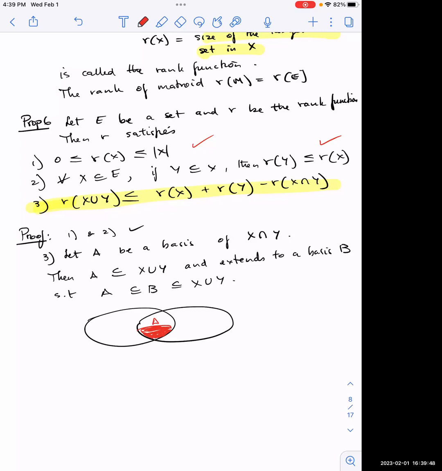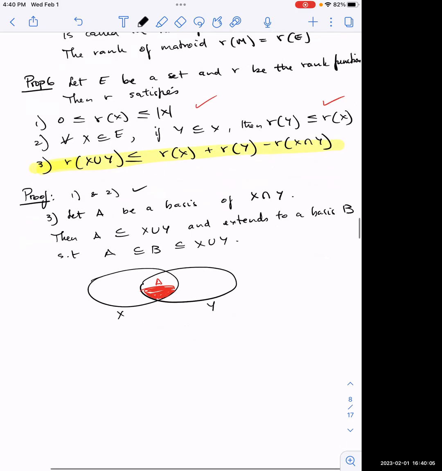So A is contained in X union Y then, right? So it's basically an independent set in X union Y. So by axiom 3, it will grow. So it can extend to a basis in X union Y, and call that basis B. And what's B going to look like? Let B be equal to A union C union D, as shown.